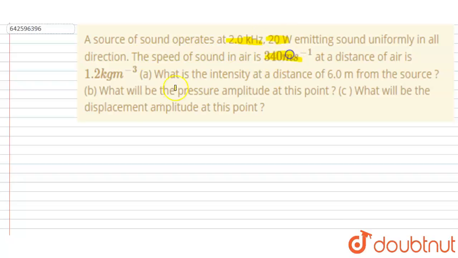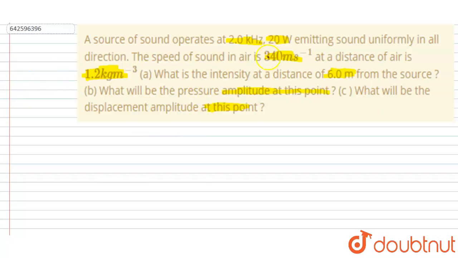Hello everyone, a sound source operates at this much frequency and power is also given, and the speed of sound is also given, and this is the density, and you have to find out the intensity at a distance of 6 meter from the source, and what will be the pressure amplitude at this 6 meter distance point, and what will be the displacement amplitude at this point.